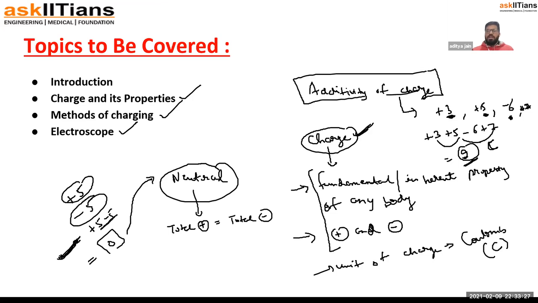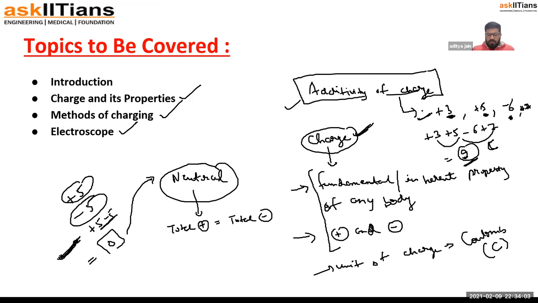Okay. So this is the basic introduction about charges. Charge is the fundamental or inherent property in any body. It can be positive and negative. Neutral is a condition in which the total positive charge on a body equals the total negative charge. And what is the unit to measure charge? The unit is Coulomb, and charge has a property known as additivity of charges. Additivity of charges means you have to add all the charges with sign, or I can say algebraic sum. So this is clear.